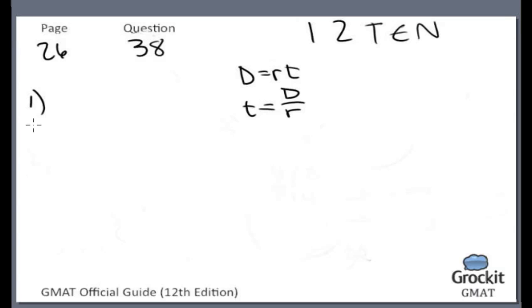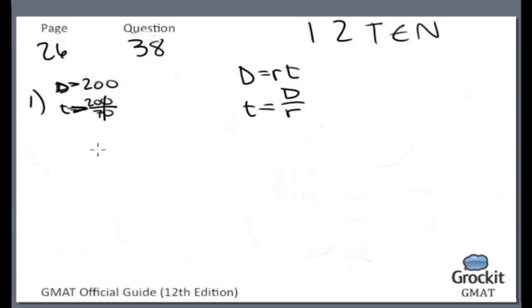Statement 1. The distance that Paula drove from her home to her college was greater than 200 kilometers. So we know that d is greater than 200. We also know that the rate is greater than 70 kph. But for the purposes of this, we can figure out the absolute minimum value and go from there rather than trying to do this with two inequalities at the same time. So we know that time is going to be greater than 200 divided by 70, which is the rock bottom minimum that isn't included in her rate.